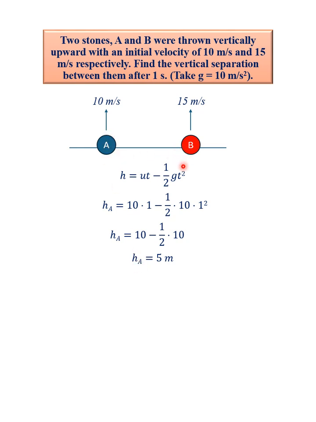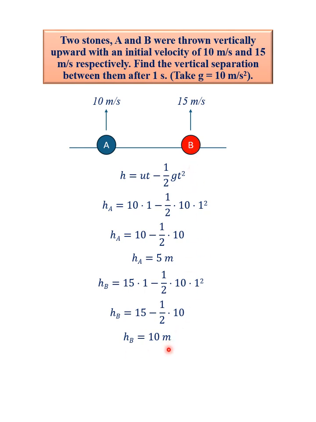Let's evaluate it for stone B. For stone B, the height will be 15, because the initial speed is 15, times the time t, which is also 1 second, minus half g, g is 10, times 1 squared, the time squared. Again, this brings us to 15 times 1 as 15, minus half of 10 times 1 squared. 10 times 1 squared is 10. Half of 10 is 5. So 15 minus 5 gives us 10 meters. What it means is that the height attained by the second object is 10.